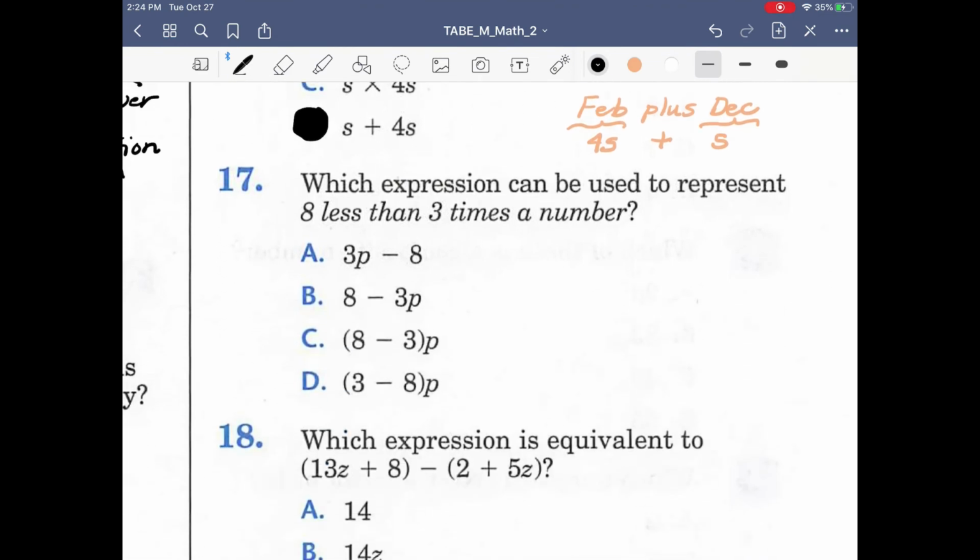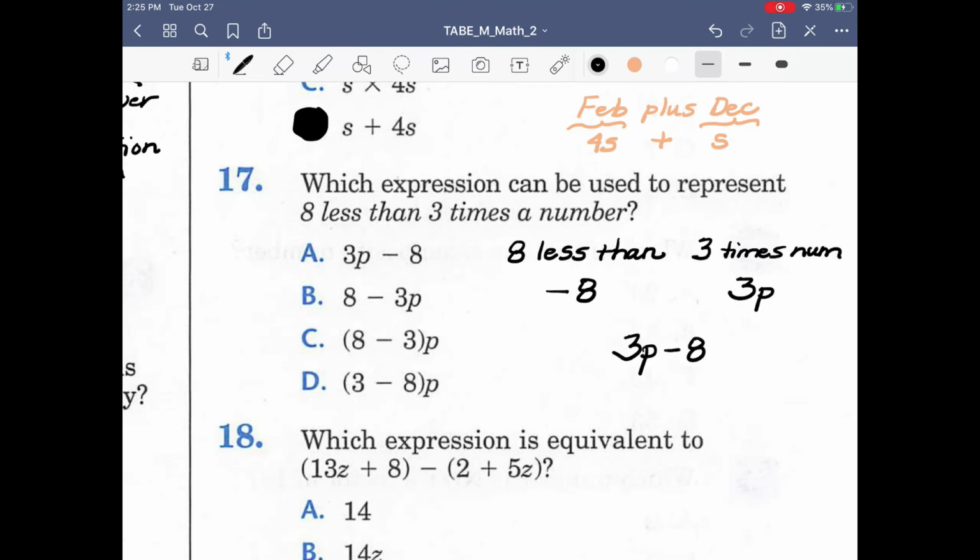Which expression can be used to represent 8 less than 3 times a number? 8 less than. That means minus 8. 3 times a number is 3. They're using the letter P, so I'll use that. Put those in standard form. You have 3P minus 8, and that is option A.